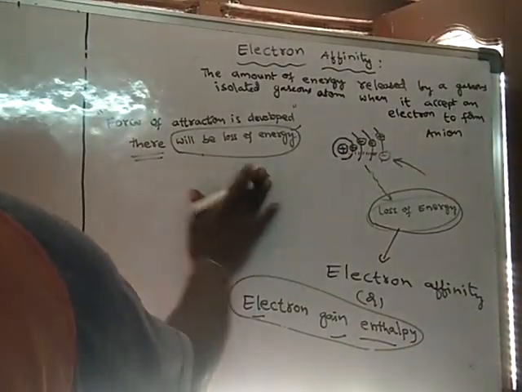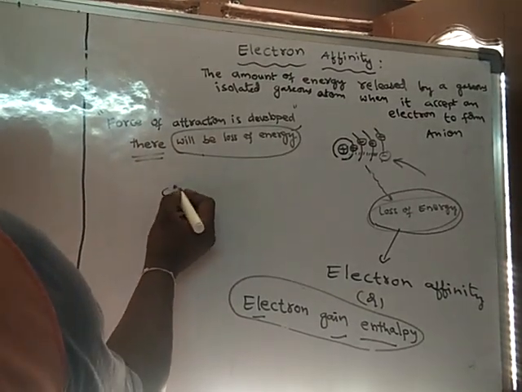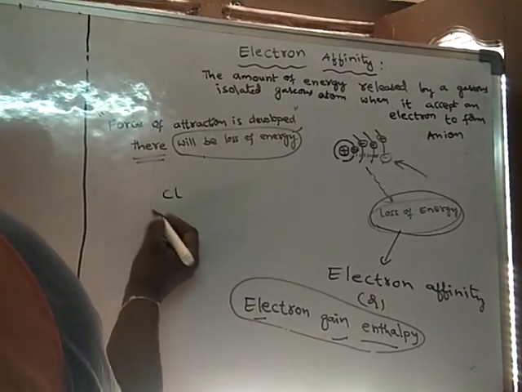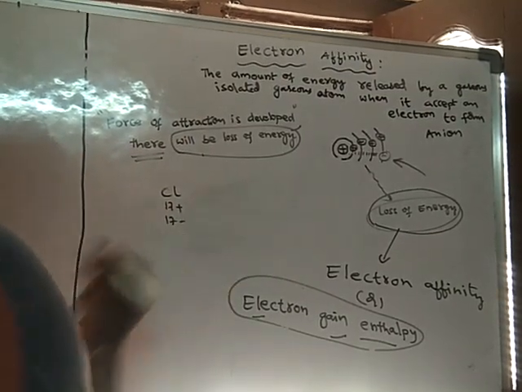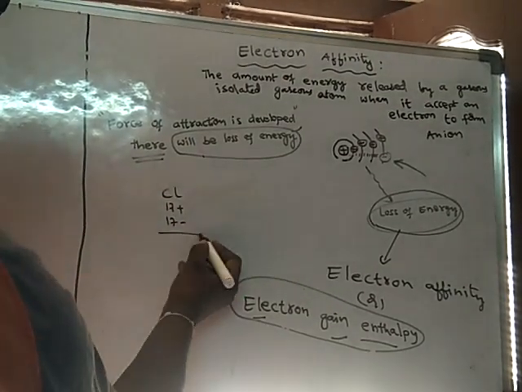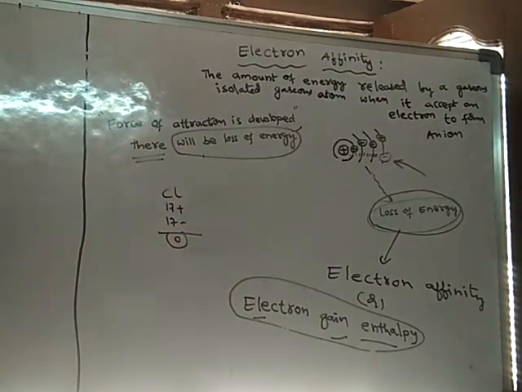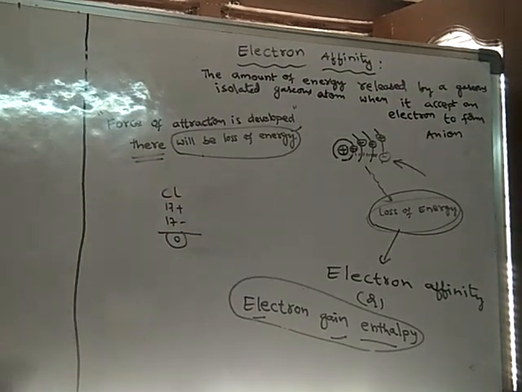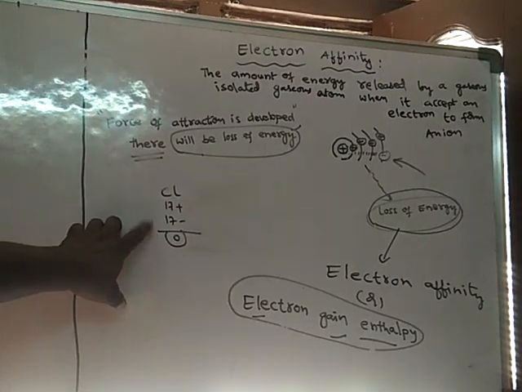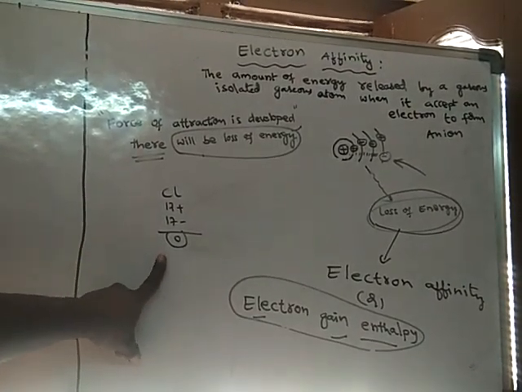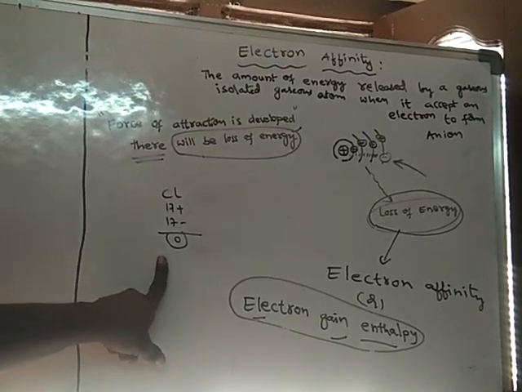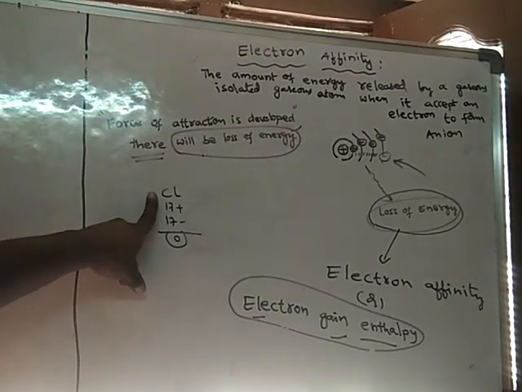For example, let us take chlorine. In chlorine there are 17 positive charges and 17 negative charges. So what is the overall charge? Overall we can call it zero charge, because the total positive charges will cancel the total negative charges. There will be zero net charge. Hence it is said to be a neutral atom.